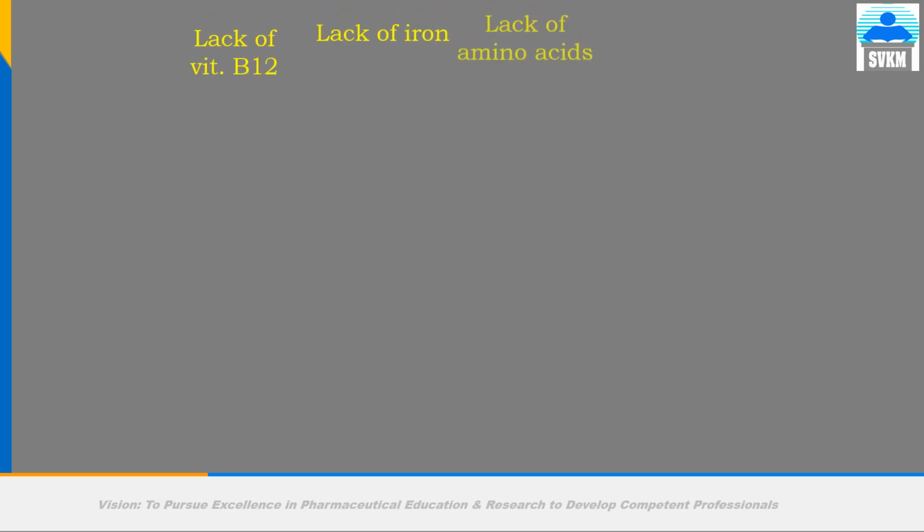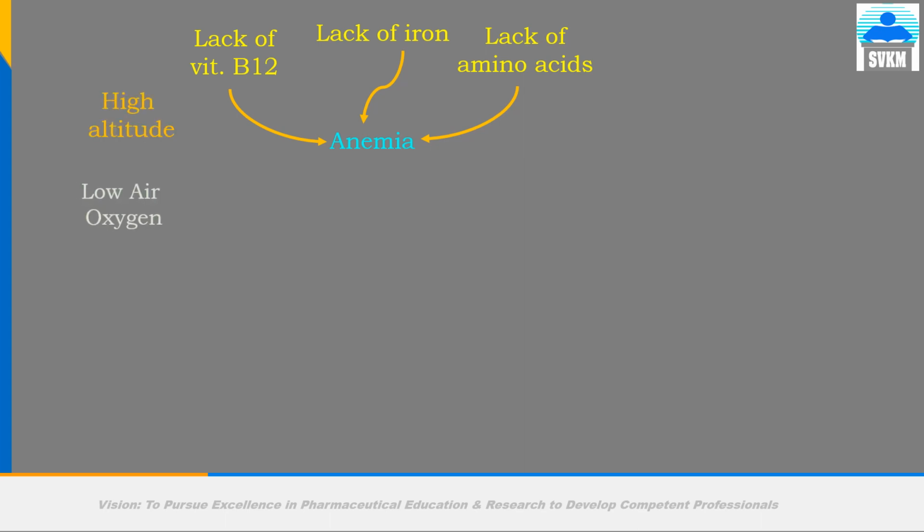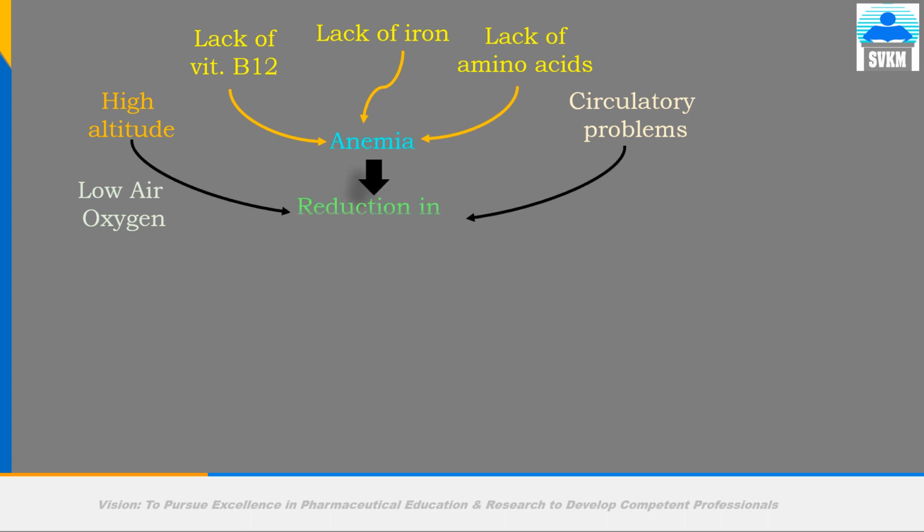The oxygen delivery may also fall due to anemia, which has many causes like lack of iron, lack of vitamin B12, and lack of certain amino acids. All these cause anemia. The cellular oxygen deficiency called hypoxia may occur if too little oxygen enters the blood. For example, the lower oxygen content of air at high altitude reduces the amount of oxygen in the blood. Secondly, circulatory problems that reduce blood flow to tissues may also reduce the oxygen delivery.